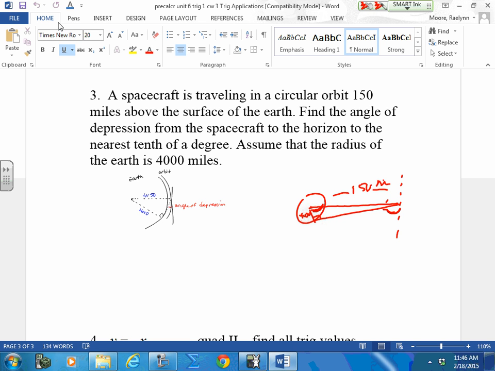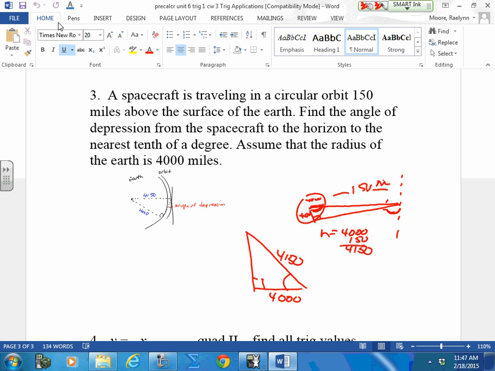Now, the other thing too is, if this is 4,000, this can't be 150. So this is 4,000 here, plus 150. So this hypotenuse is 4,000 plus 150. So you're basically looking at a right triangle. We want to find this angle. We know this is 4,000, and we know this is 4,150.